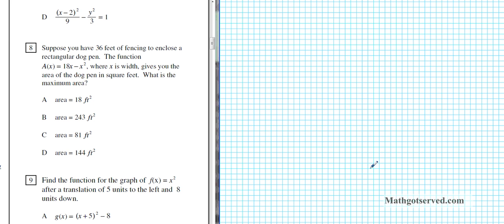All right, let's take a look at question 8. We have an area model, A of x equals 18x minus x squared. And we're asked to find the maximum area. Okay, if you look at this quadratic, this represents a quadratic function that is facing downwards.